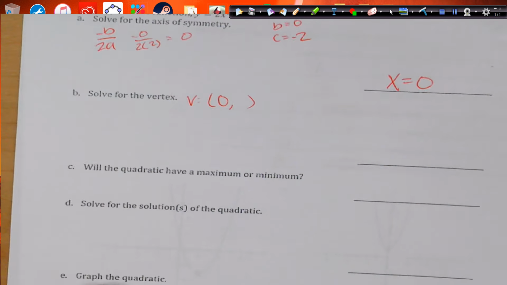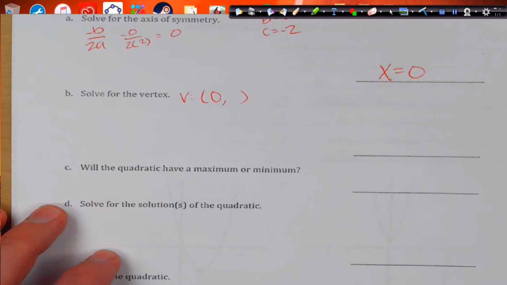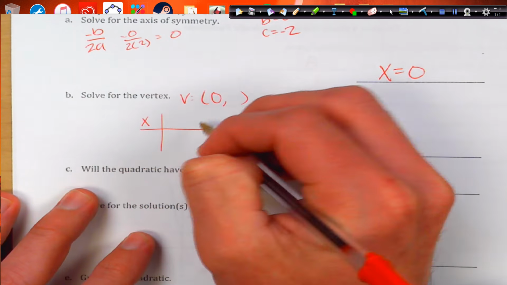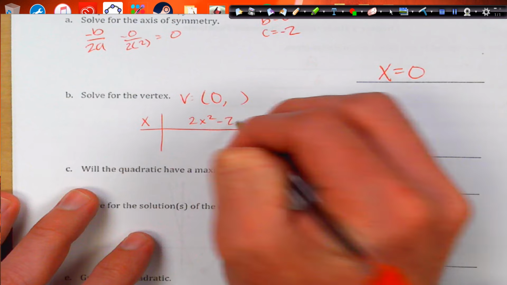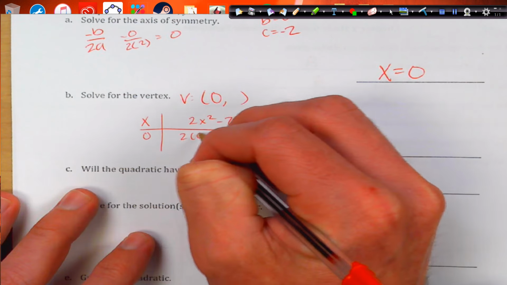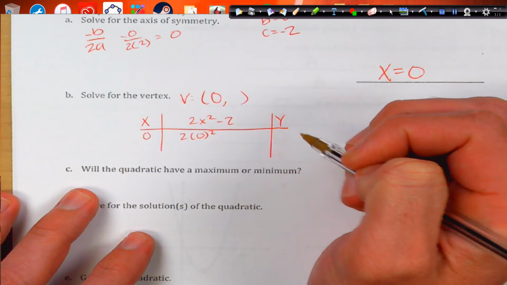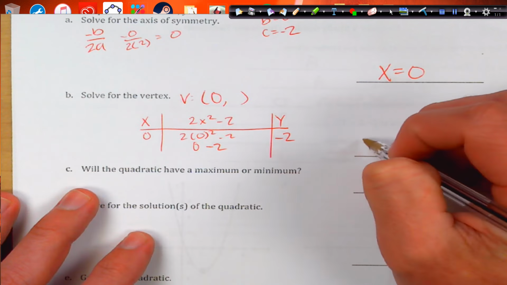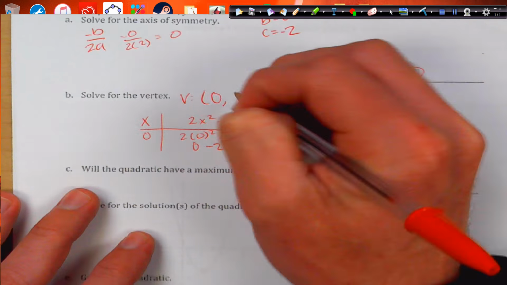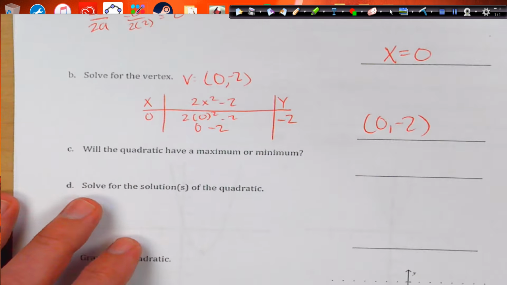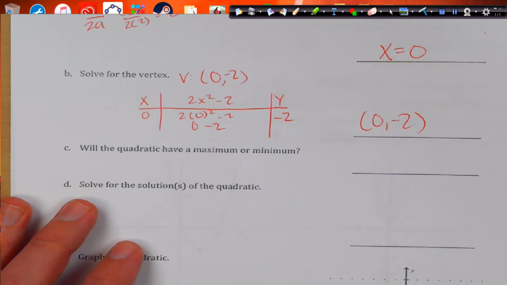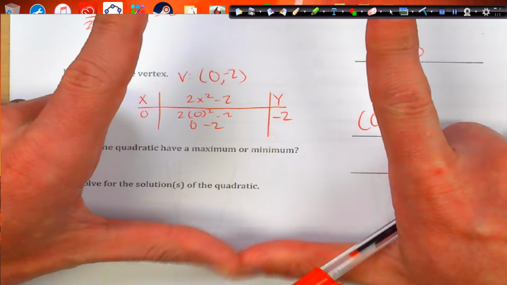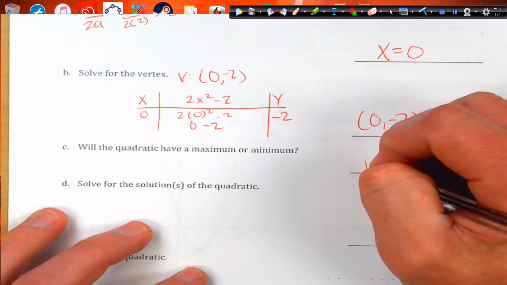The vertex, we have 0 now, so we can go ahead and plug this into our xy table, and we get 2x squared minus 2. Plug in 0, you're going to get 2 times 0 squared minus 2. That's just 0 minus 2, which is minus 2. So we get 0, -2. Is this a min or a max? Well, since the a value is positive, it's going to be going upward forever. So that means this vertex down here is a minimum.